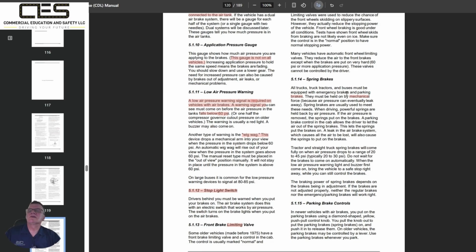But the key word here is why do we need spring brakes? It's because air pressure can eventually leak away. So this is the part of this paragraph that you need to put the most focus on. Mechanical force. Because air pressure can eventually leak away. That's what you need to know about these spring brakes.